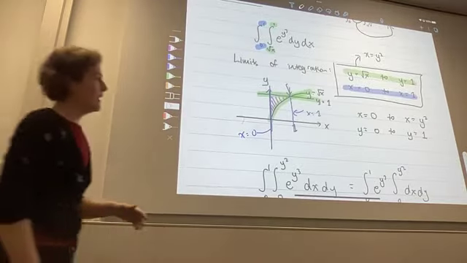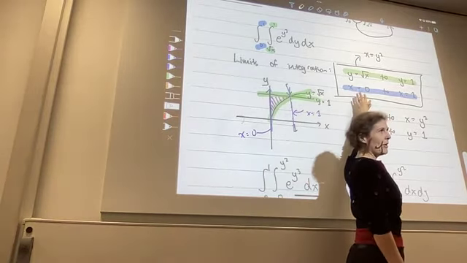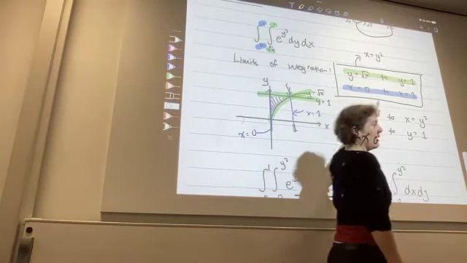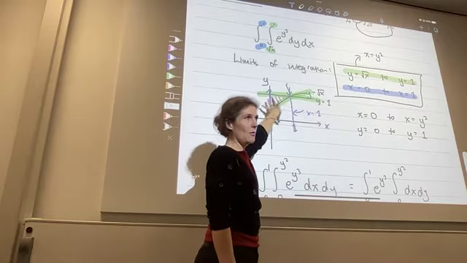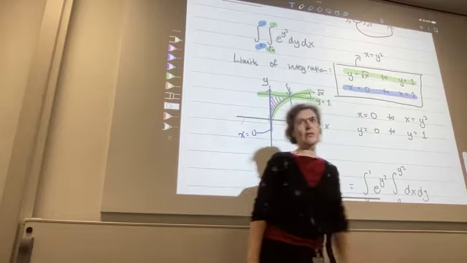So the whole key, and I still do this for myself, is I write out my box like this of my limits from the thing that I've got. Then I draw my region like this, and then I use that to redo my limits.